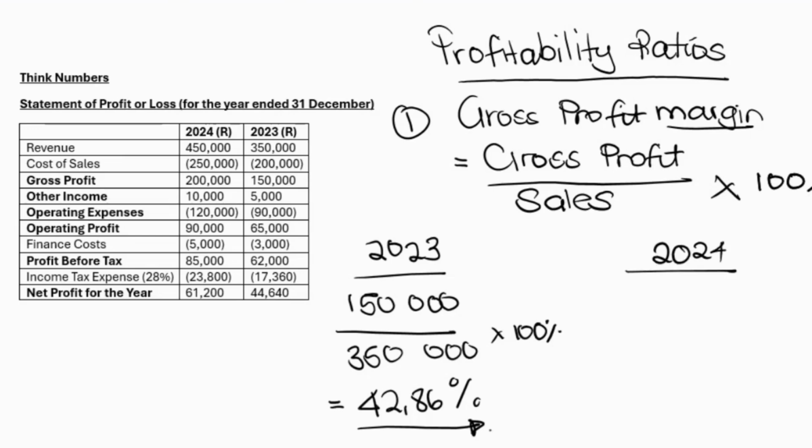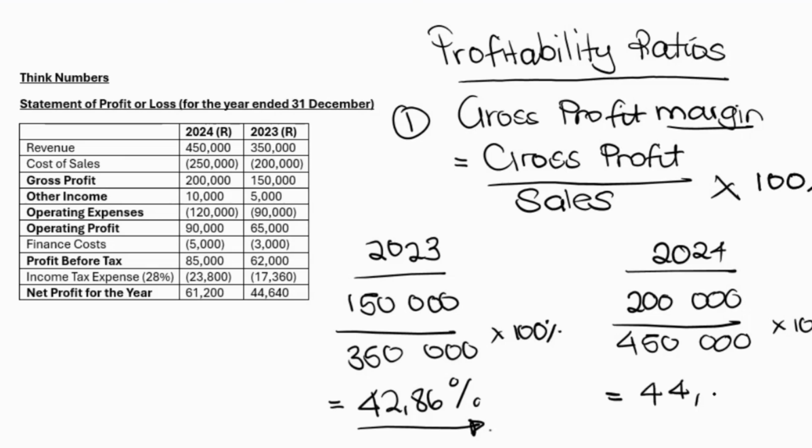Okay, then we do the same for 2024, because remember, when you're doing financial statement analysis, you are also comparing whether we are now performing better according to our ratios, or we might be doing a little bit worse, who knows. So gross profit for 2024 was 200,000. And the sales for 2024 was given there at 450,000. This is a margin, so I'm going to multiply that by 100%. Then we'll see that the gross profit margin for 2024 was 44.44%.